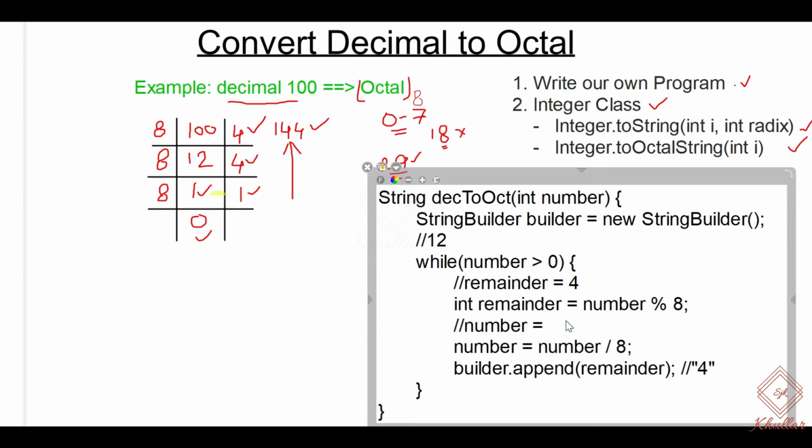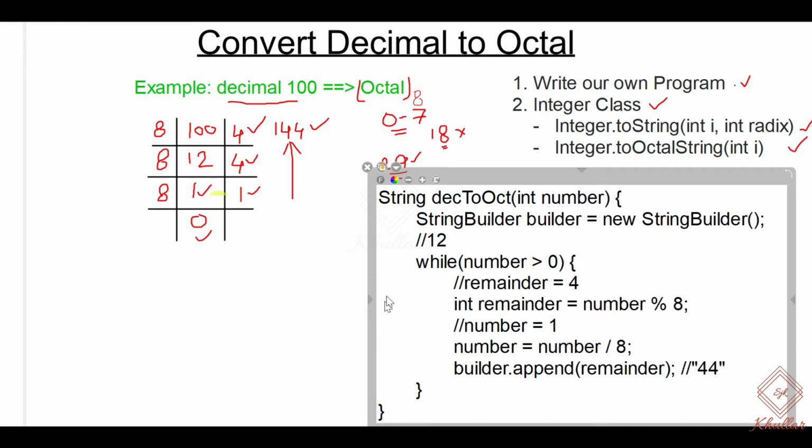Okay, so next we are appending to our builder so that we can get our number back. So let's say builder dot append, and what we are appending is the remainder, so it will become 4. Let's be patient, we'll quickly see its execution also once we go to the editor. Okay, now let's go to the next iteration of the while loop.